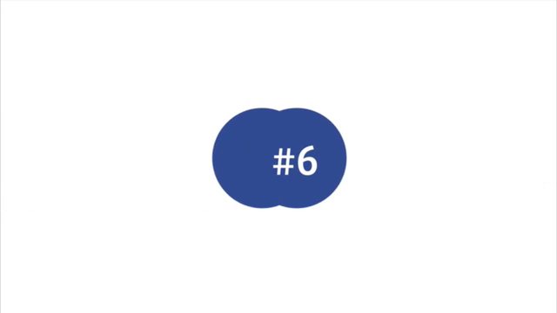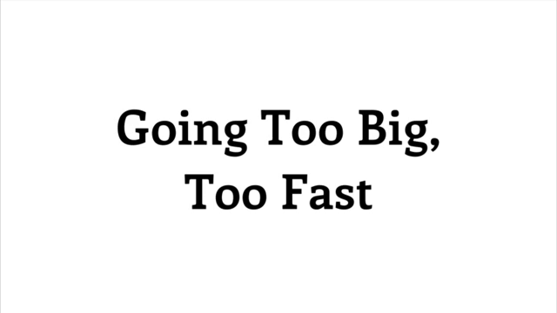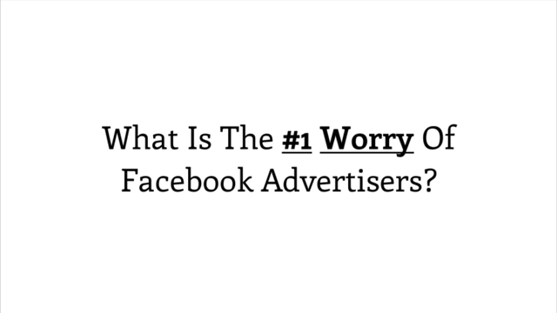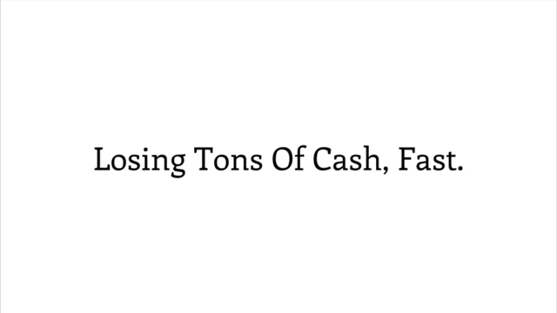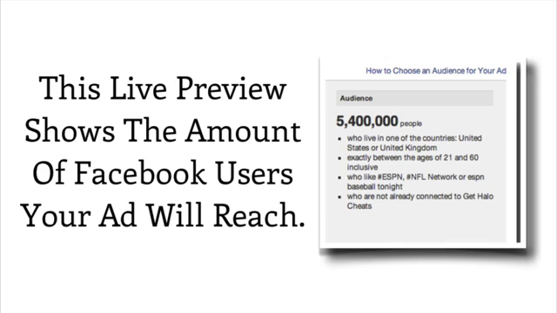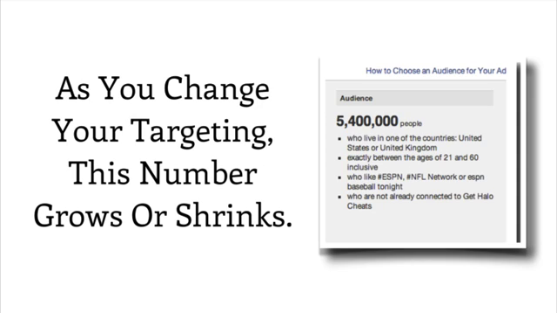Number 6, going too big, too fast. What's the number 1 worry of Facebook advertisers? It's losing tons of cash and doing it quickly. You see, this live preview when you create your first ad shows the amount of Facebook users that your ad will reach based on the targeting that you've set up. And as you change your targeting, this number grows or shrinks.